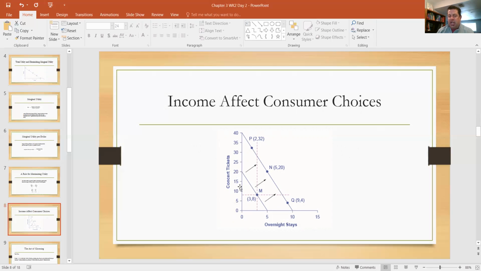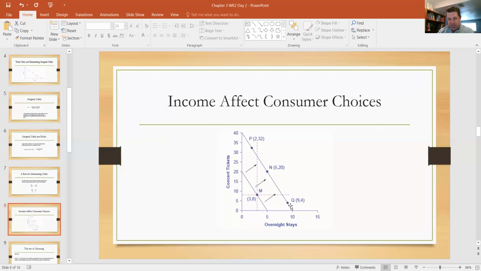Or she could stay 5 nights at a bed and breakfast at $200 a night, and that takes up her $1,000 there. We find out that the maximum utility she receives would be about 3 overnight stays and about 8 concert tickets at this point. But then she gets an extra $1,000 in income that she can use for concert tickets and overnight stays. So it shifts that curve out to this point.